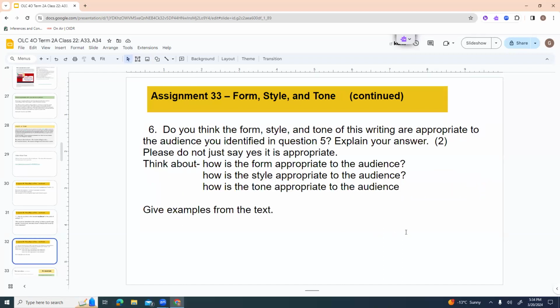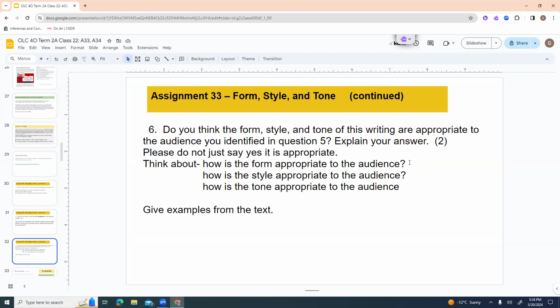Do you think the form, style, and tone of this writing are appropriate to the audience that you identified in question 5? So you just told me who's the audience for this piece of WASA writing. And do you think it's effective? Now, I keep getting a lot of people saying, yes, I think it's effective, or yes, I think it's appropriate, but they don't really explain further. And I think it's because people aren't quite sure how to explain that. They're not really sure what it means.